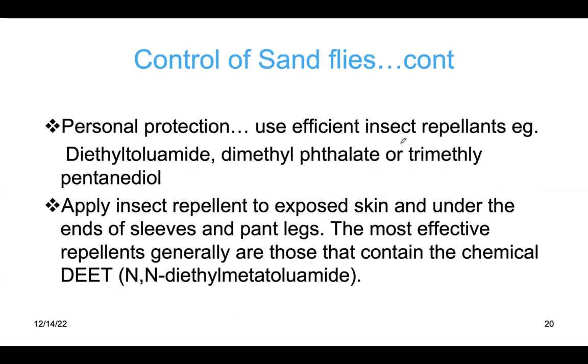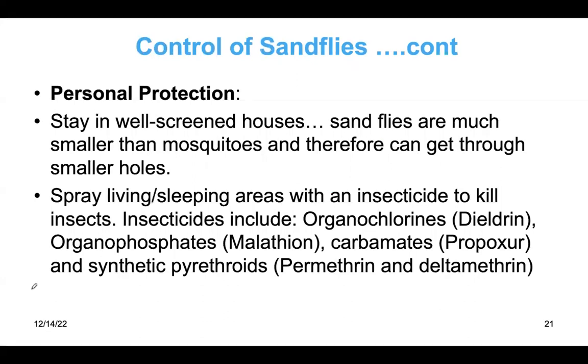In PPE, personal protection, use efficient insect repellents, for example, diethyltoluamide or dimethyl phthalate. Also, you can apply insect repellent to exposed skin under the ends of sleeves and pant legs, because usually they won't be able to bite you through clothing, so they look for exposed skin. Also, the most effective repellents usually contain DEET.